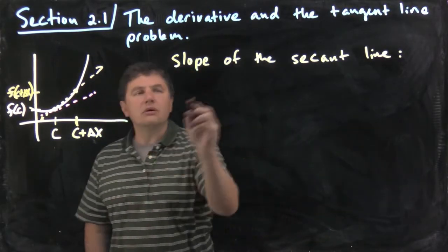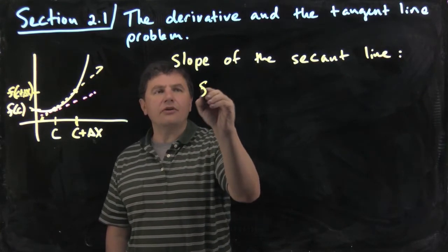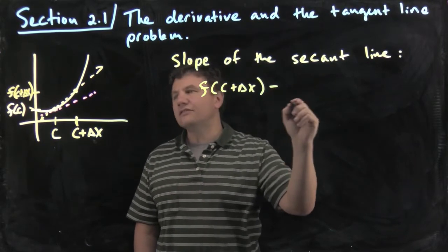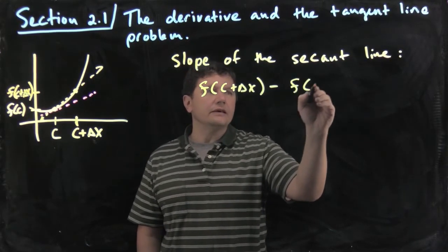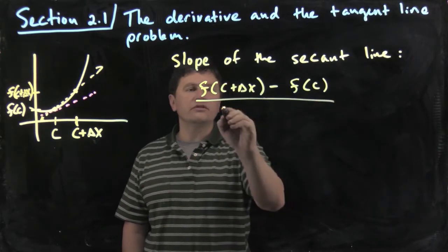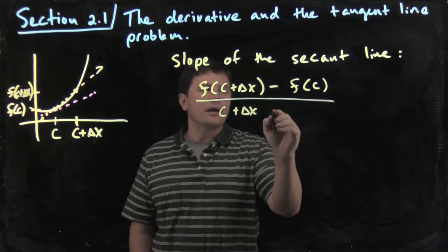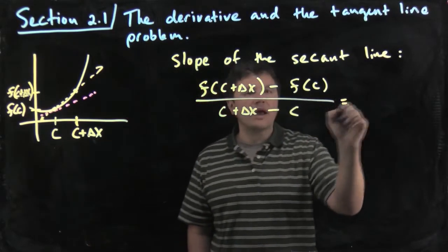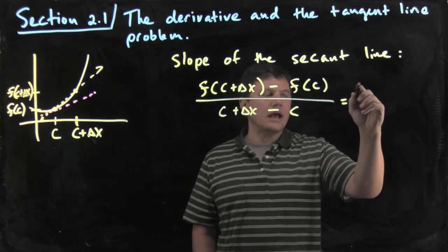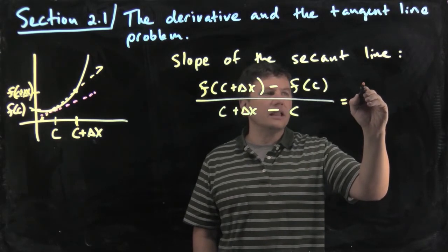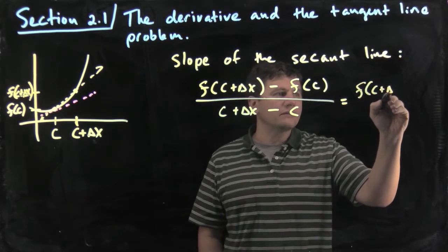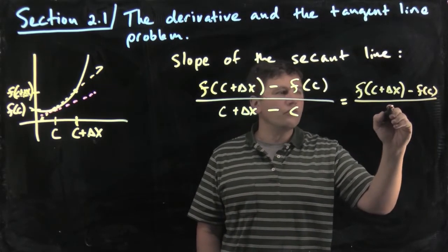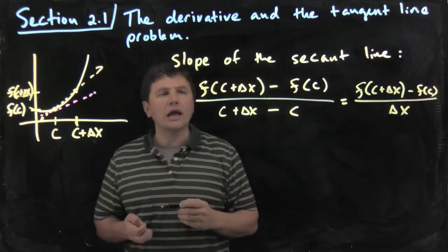Okay, so rise, so that will be f of c plus delta x minus f of c over c plus delta x minus c. What happens all the time here is this is going to simplify and we're just left with the delta x in the denominator. So the slope of our secant line is f of c plus delta x minus f of c all over delta x.